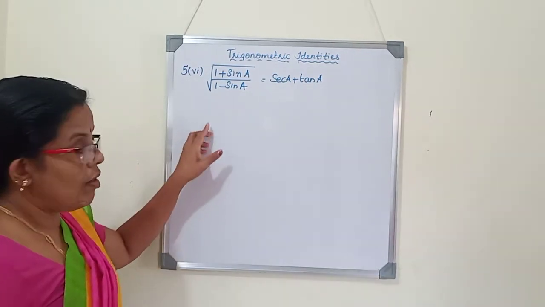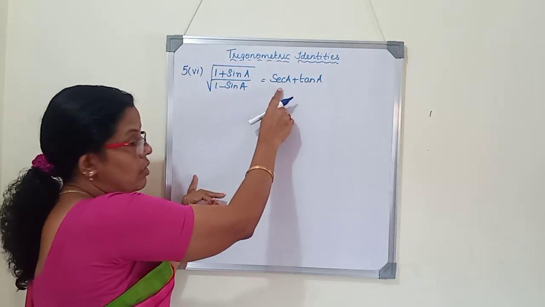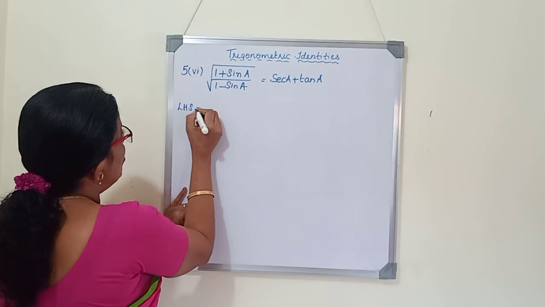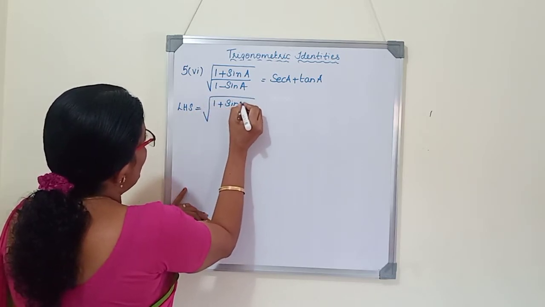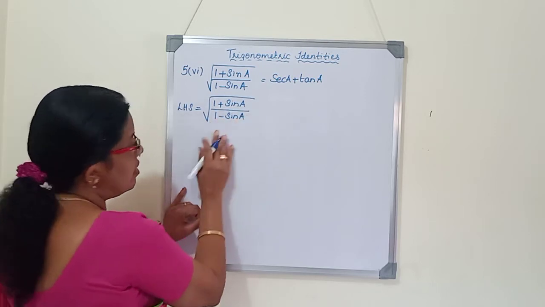6th question. Root of (1 plus sin A) by (1 minus sin A) is equal to sec A plus tan A. So we will start from LHS. Root of (1 plus sin A) by (1 minus sin A). This is the LHS we have.